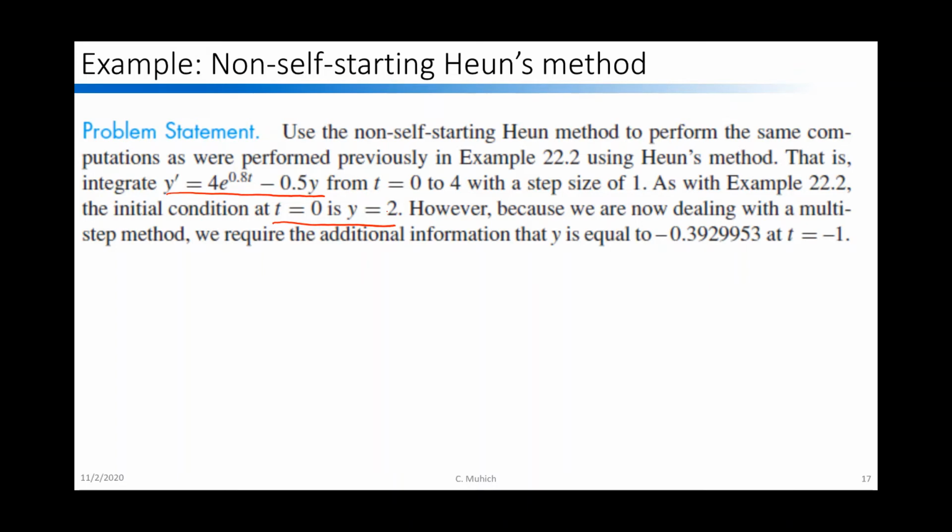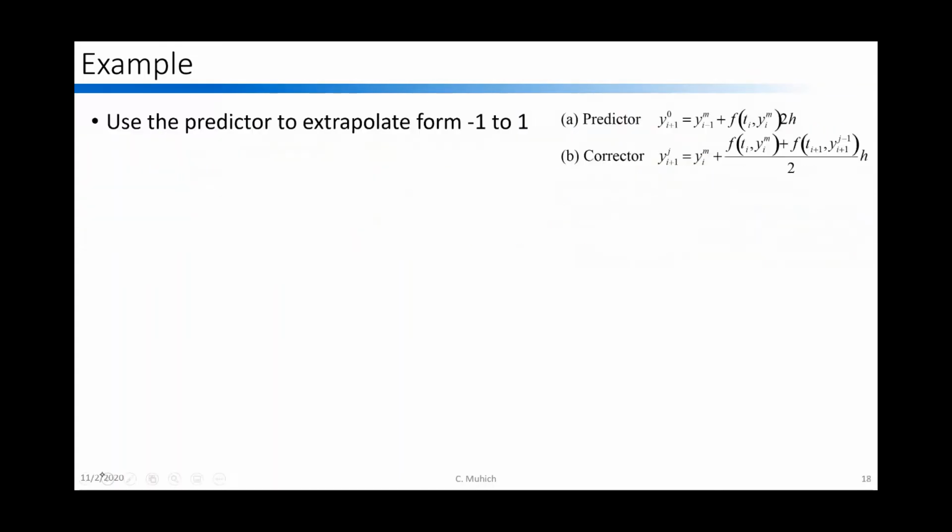We're also going to need a little bit more information because we need to look backwards one step. In this case, I'm going to provide that to you. This would say that at t equals -1, y is 0.39299953. In the real world, you would likely need to take a regular Heun's method step forward to get that first step to do the iterations. But in this case, I'm going to just provide that previous step information just so that we can get going a little bit faster.